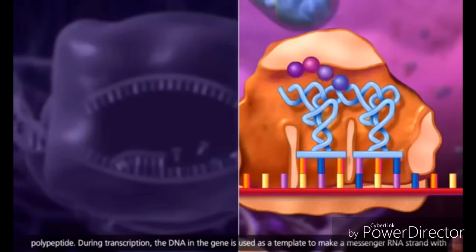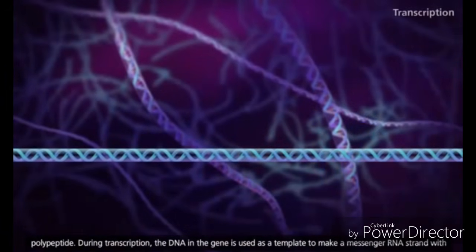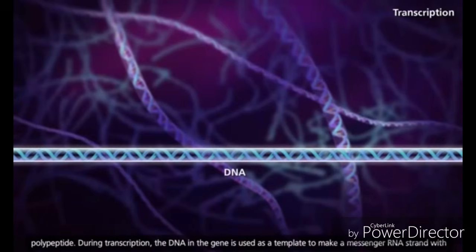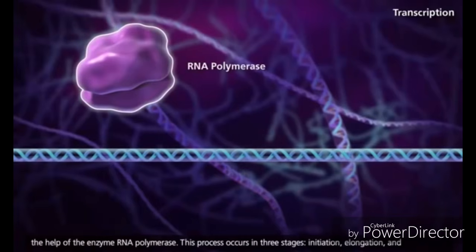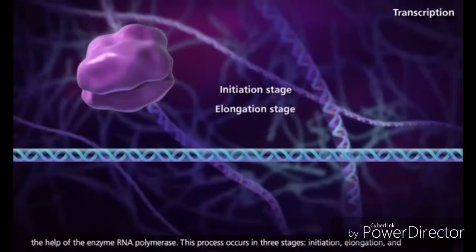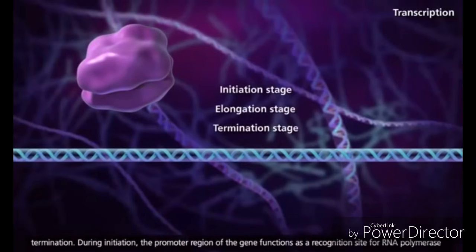to make a polypeptide. During transcription, the DNA in the gene is used as a template to make a messenger RNA strand with the help of the enzyme RNA polymerase. This process occurs in 3 stages: initiation, elongation, and termination.